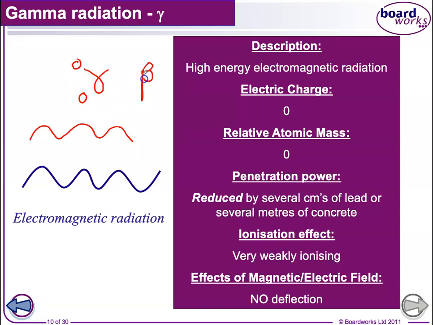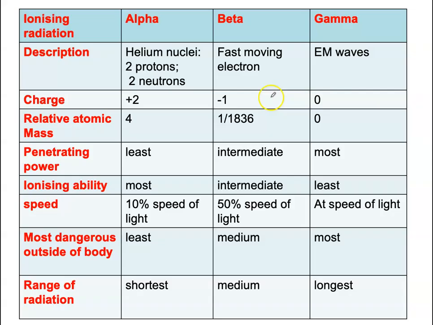Beta we can write like this. B has 0 on top, -1. Alpha we can write like this, 4, 2. And beta plus, 0 and +1. And the neutron is 1, 0. So this is how we represent alpha, gamma, beta minus, beta plus, and neutron. So gamma has no mass, has no charge. It's the most penetrating, least ionizing.